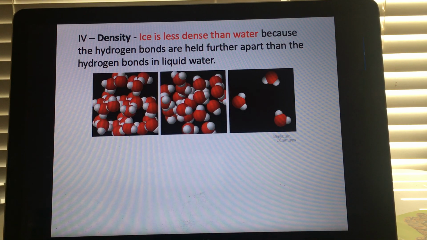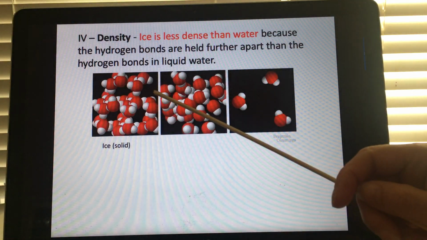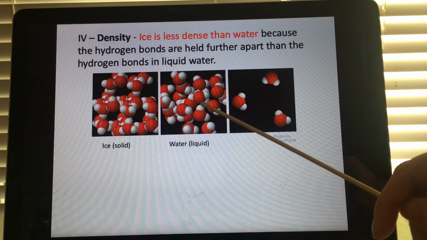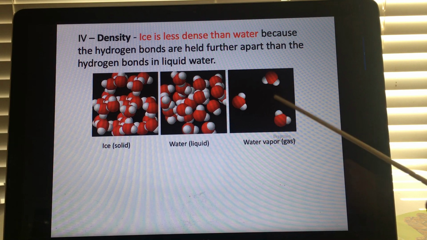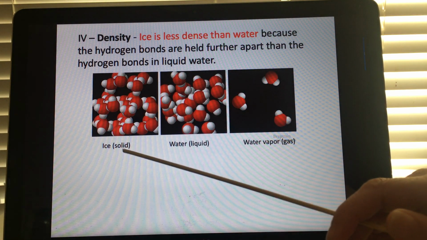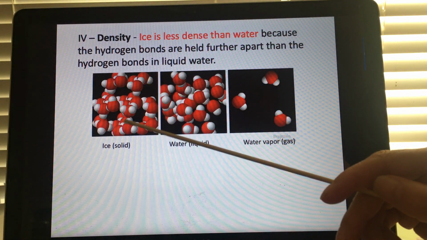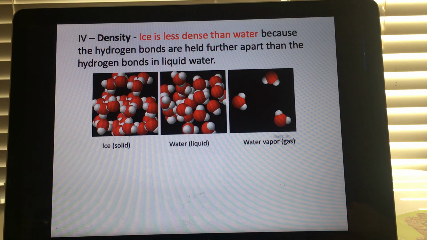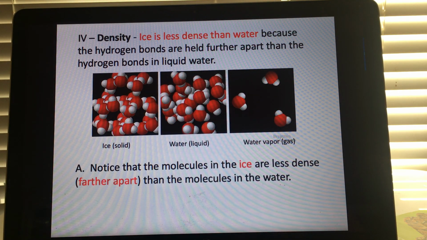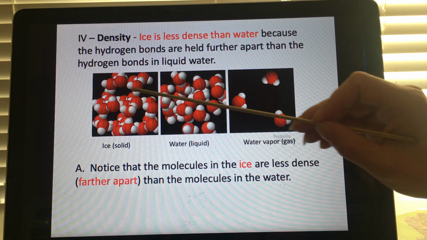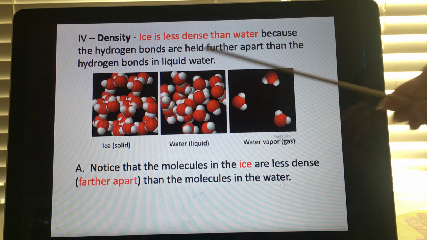Another interesting property of water is that ice, which is the solid form of water, is less dense than liquid water. This is fairly unusual. Typically, substances are denser in their solid form. But if you look at this diagram, you can see that we have solid ice, and then we have liquid water, and we have water vapor in its gas form, so solid, liquid, gas. So actually, when water freezes, it expands.